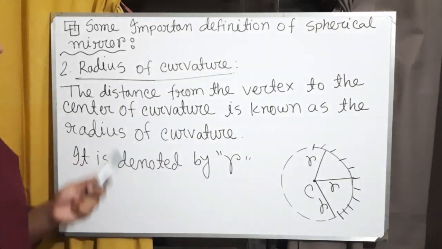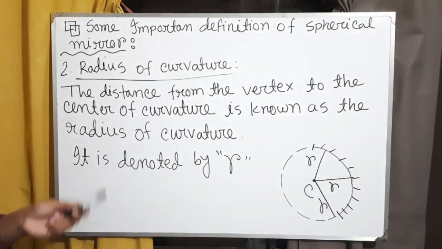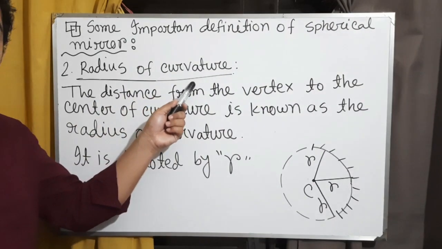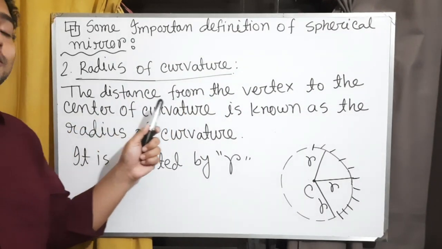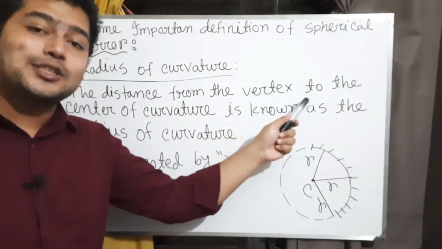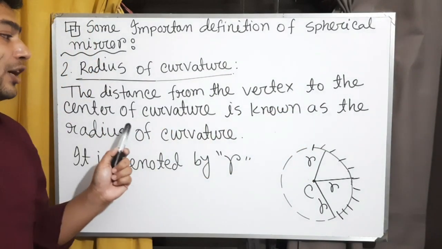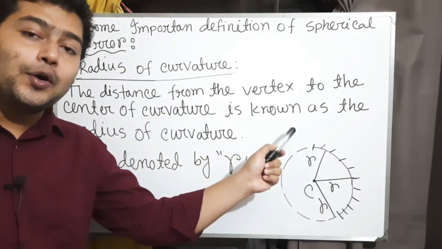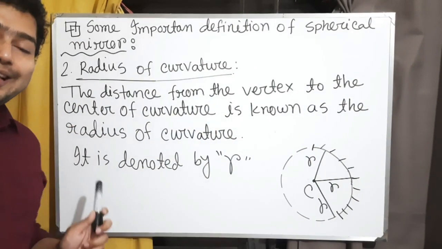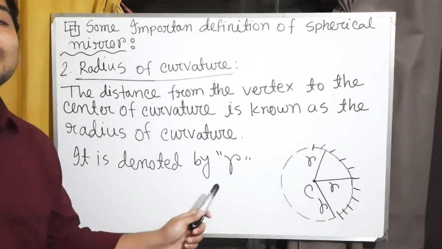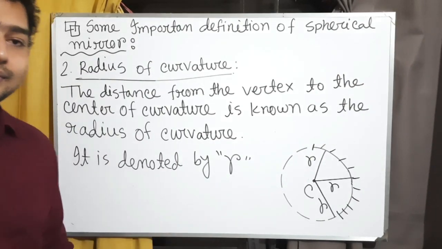I will repeat the definition again. What is called the radius of curvature? The distance from the vertex to the center of curvature is known as the radius of curvature. It is denoted by small r.